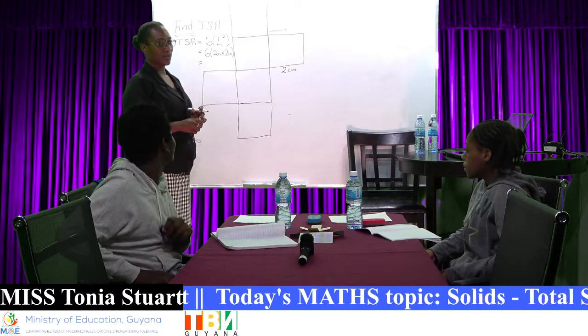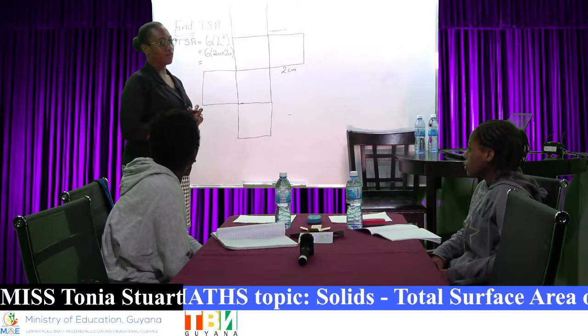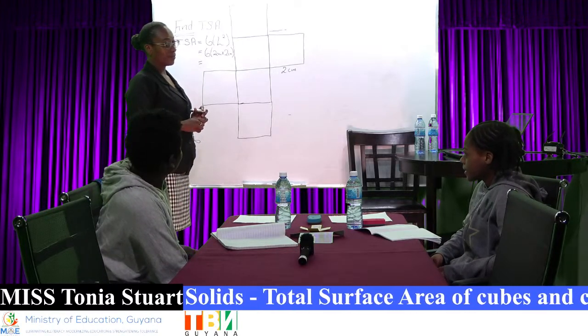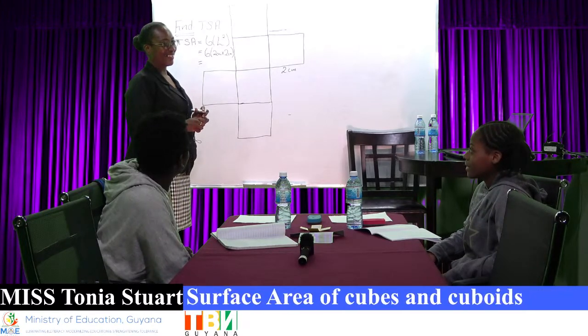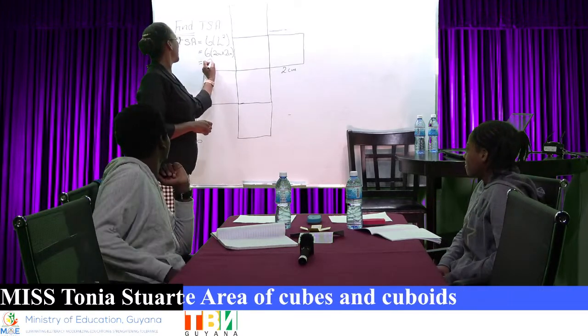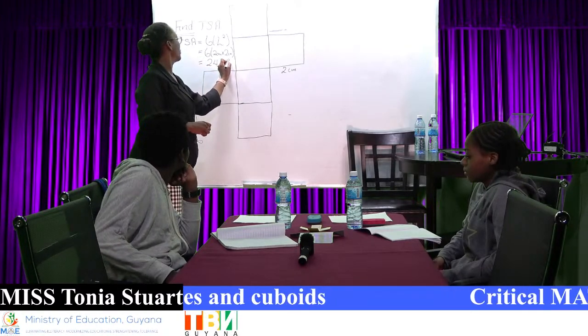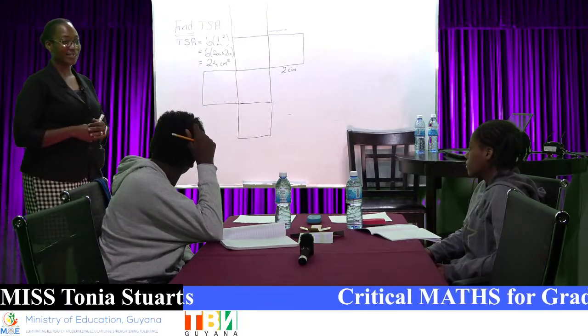Multiply it with the 4. Multiply it with the 4, so what would we get? 6 fours? 20, 24. Sure? Yes, miss. Positive? Yes, miss. Alright. So you'll get 24 cm squared. And we should not have forgotten that.